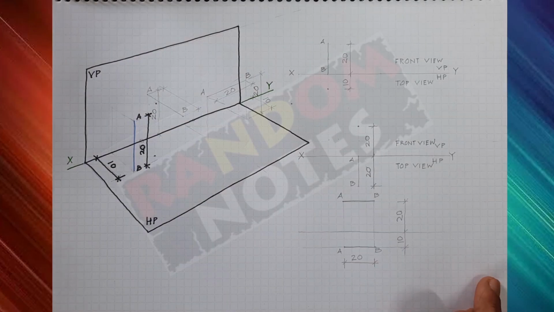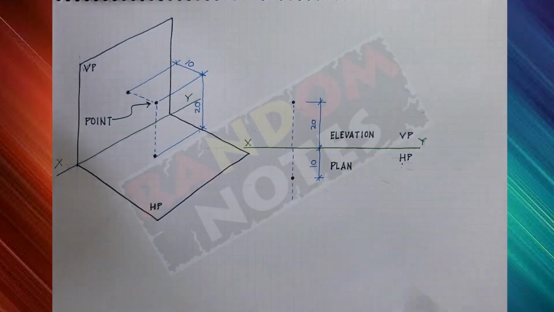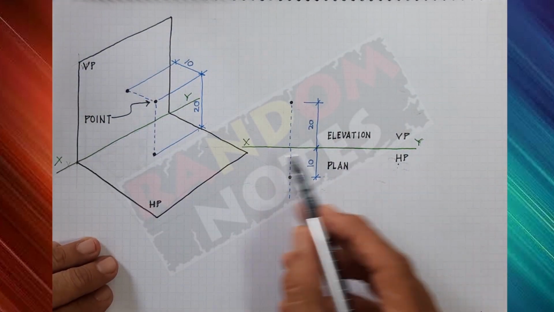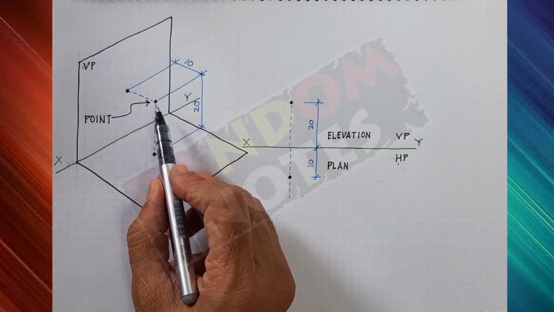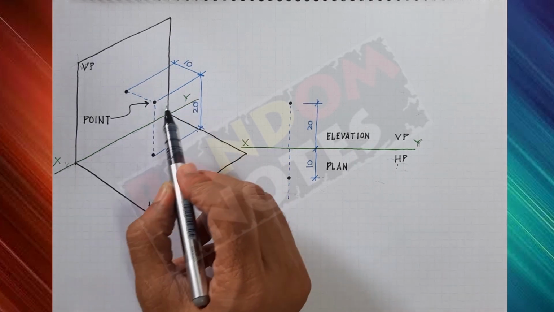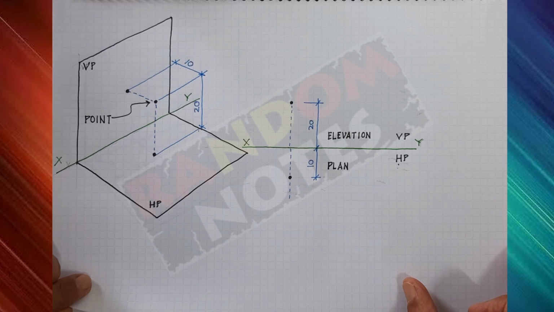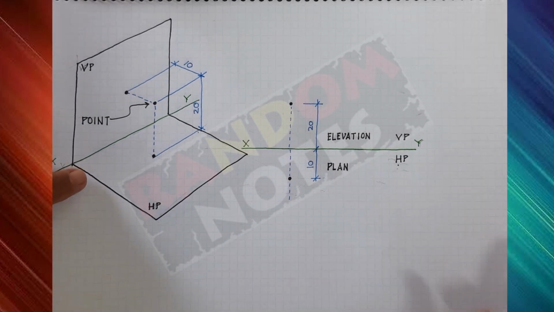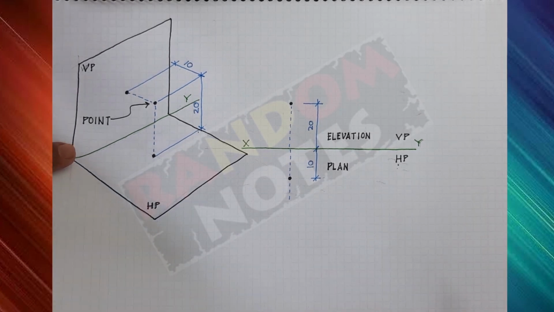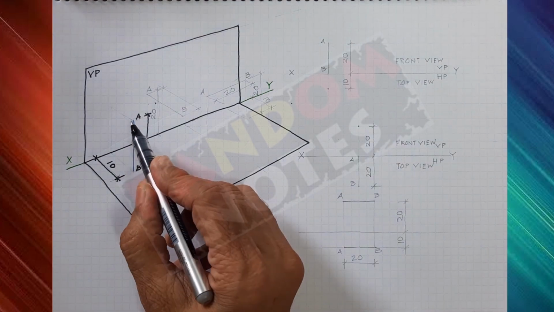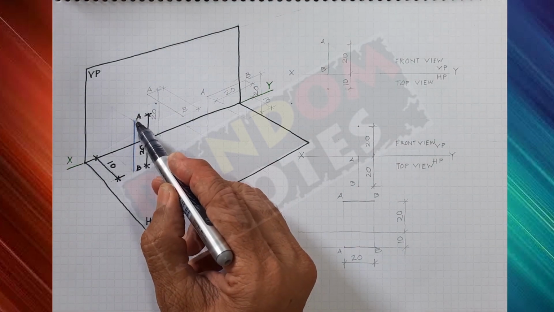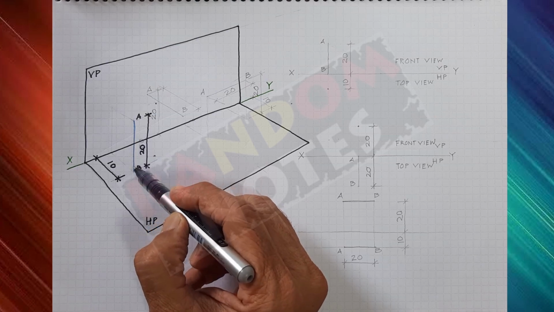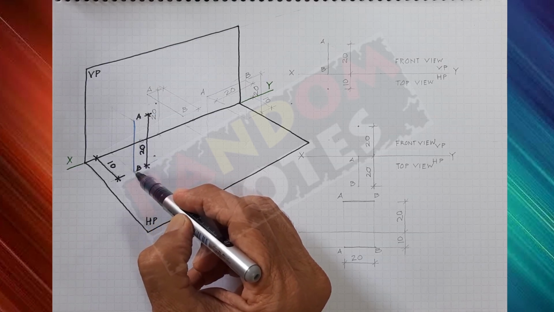Hello everybody. In the last video, we had taken the plan and elevation of a point. A point is a single unit that does not have any dimension. That means it does not have any length or breadth or width. Now the next stage of a point is a line. A line is a point which travels in a certain direction up to a certain dimension.